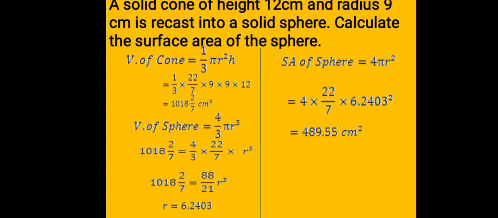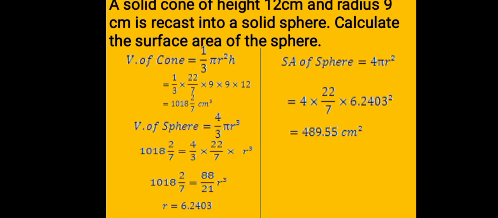So the volume of that cone is 1018 and 2/7 centimeter cubed. Now, if that cone has been recast into a sphere, it means the sphere has the same volume. The volume of a sphere we get by taking 4/3 pi r cubed. So we equate 1018 and 2/7 to 4/3 multiplied by 22/7 multiplied by r cubed.